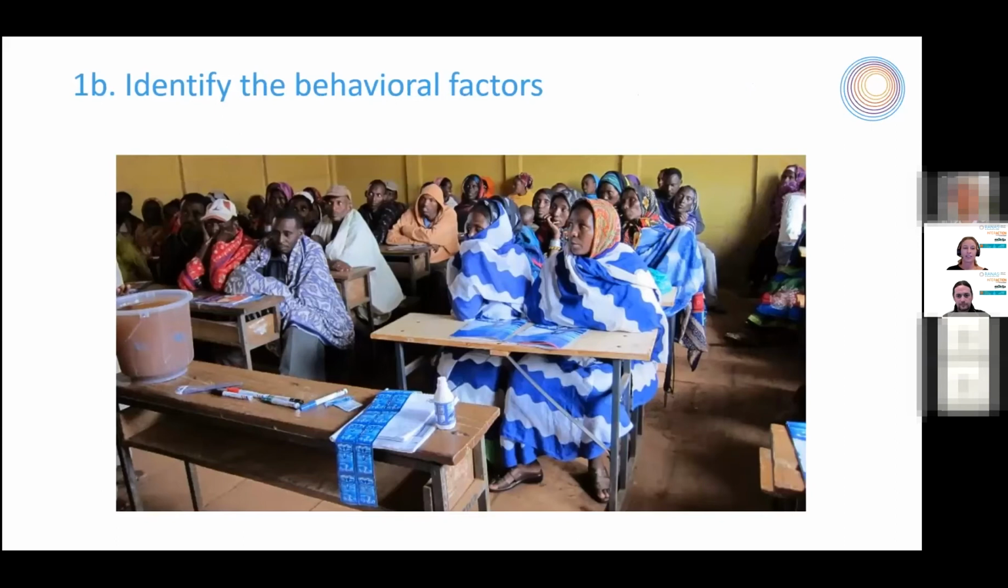So the behavioral factors, let's see. Imagine you're standing in front of this group of people, and you want to talk about why they need to chlorinate their water because it looks really dirty. What we do is think of what could be in the heads of people. What could they think? What are their concerns? What are their mindsets? What are their emotions and their feelings? So this is what we mean by the head of the people.